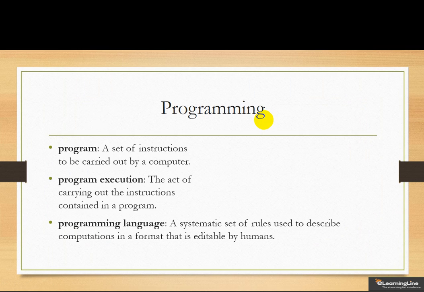What is programming? Whenever we say that we need to do Java programming or C# programming or MATLAB programming or Python programming, a program is nothing but a set of instructions that has to be carried out by a computer. Program execution is the act of carrying out the instructions contained in a program.